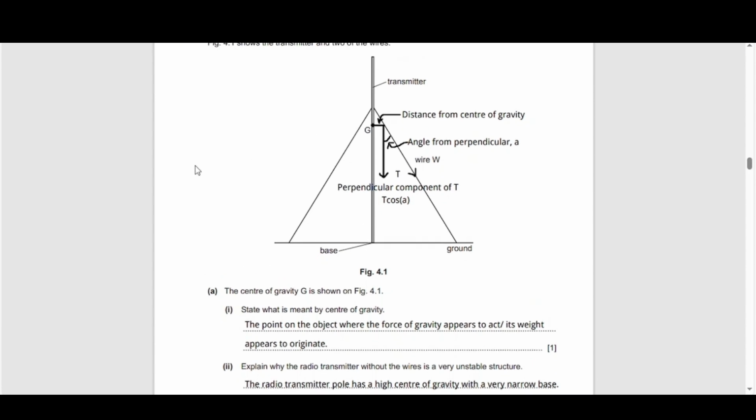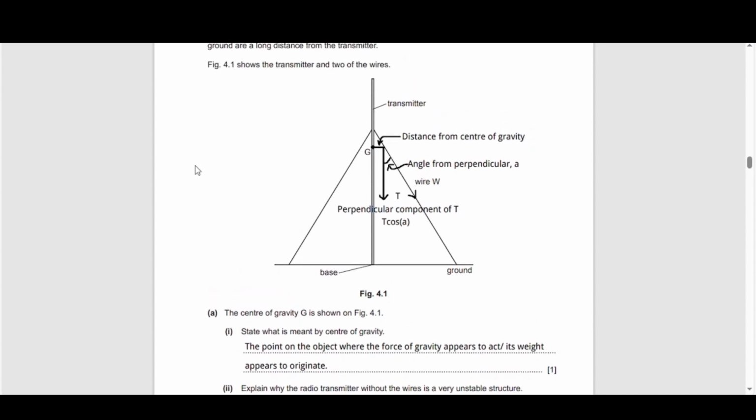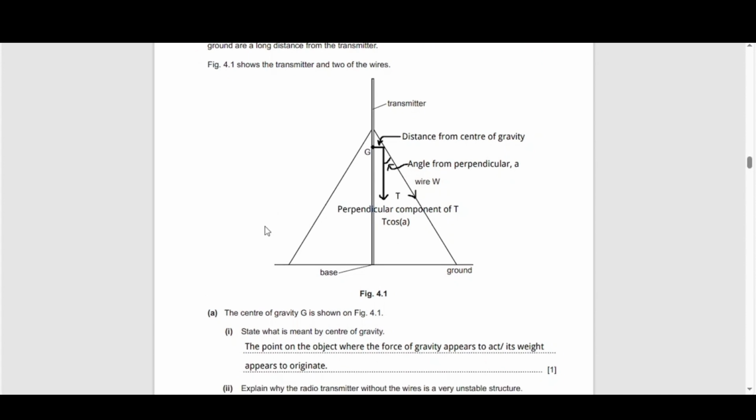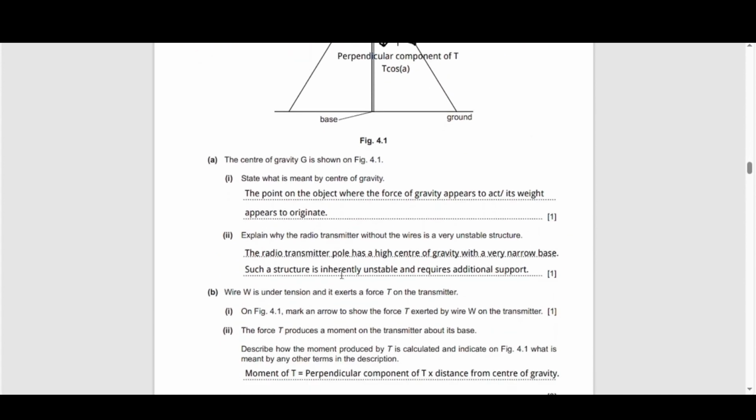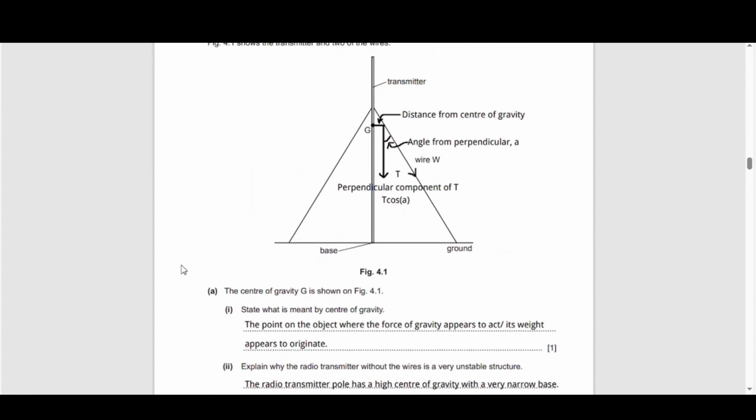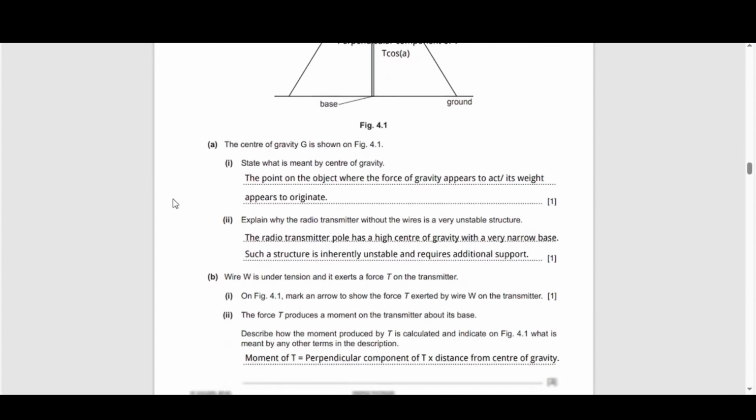So this particular object is not going to be stable, which is why you've got these different wires trying to hold it in place. That's what I've written here. The radio transmitter pole has a high center of gravity with a narrow base. Such a structure is inherently unstable and requires additional support. So wire W is under tension and it exerts a force T on the transmitter. Essentially that's wire W, and it exerts a force of tension.